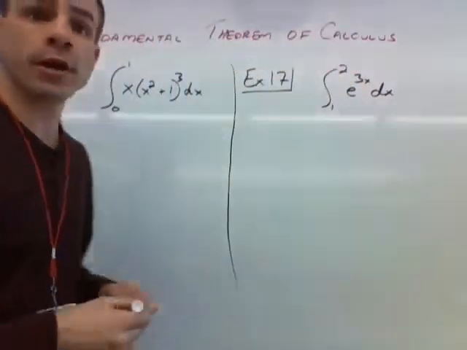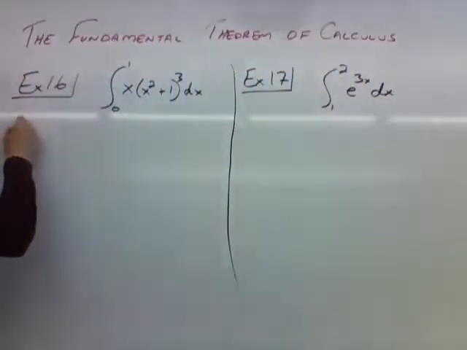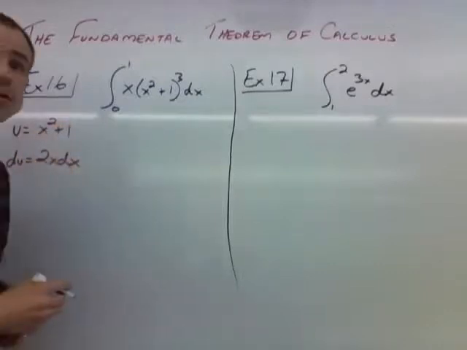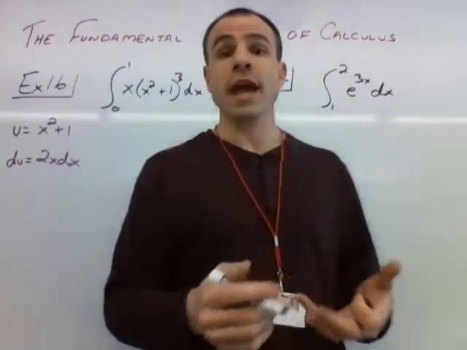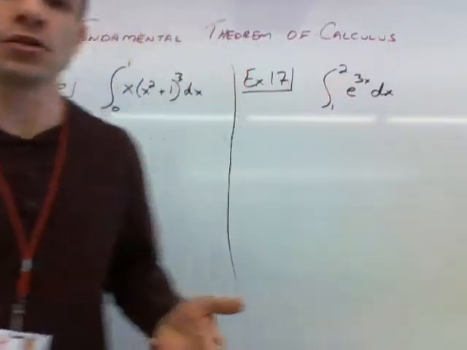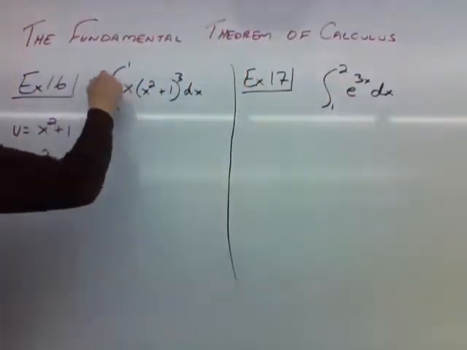So u is going to be equal to our inner function. We can see that u is going to be x squared plus 1, making du equal to 2x dx. Okay, so we have the x and the dx, we don't have the 2. Like the previous problem, we need a 2 on the inside and a 1/2 on the outside.